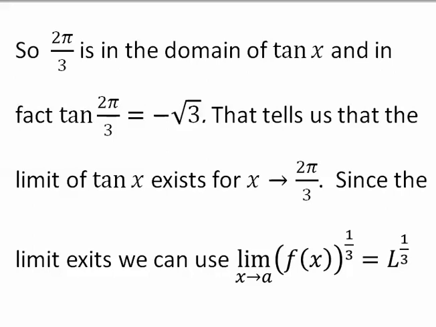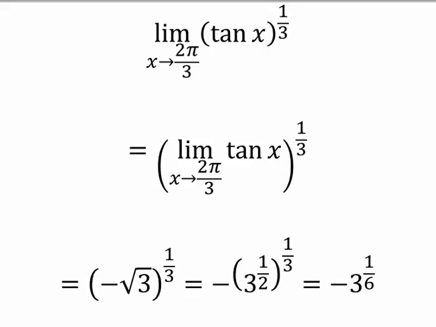Since we know the limit exists, we can use the rule that the limit of the root is the root of the limit. So we go ahead and do the evaluation. The limit of the root is the root of the limit. The limit is equal to negative radical 3, and the third root of that is what we find. And I just used the fact that the square root of 3 is 3 to the 1/2 power. And I get negative 3 to the 1/6.